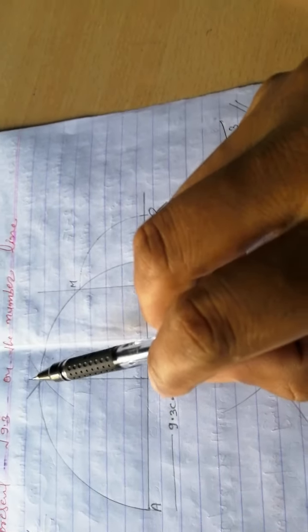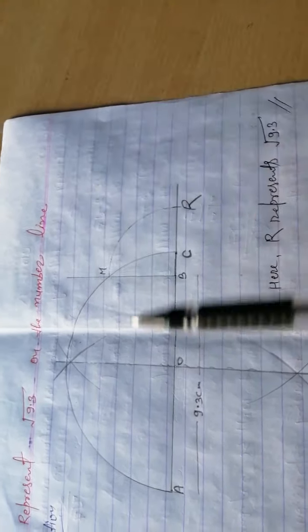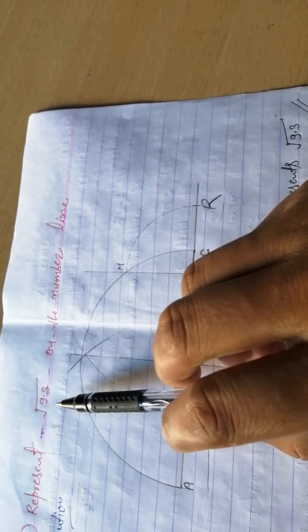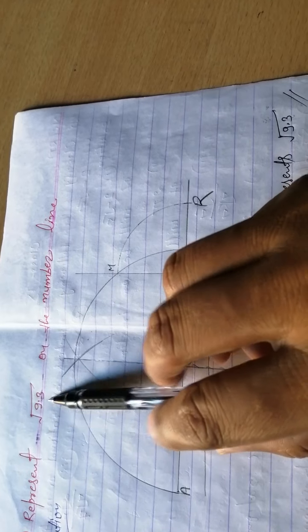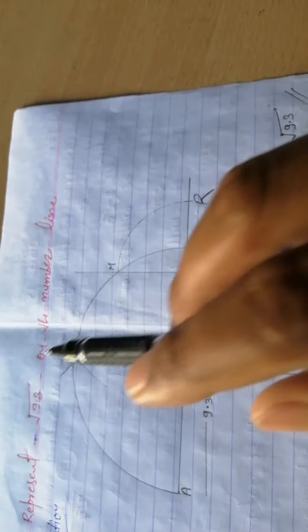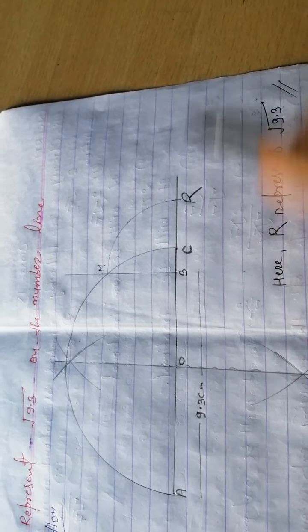Represent under root 9.3 on the number line. This question, try to understand. Okay, my dear students, whenever you are asked to represent square root numbers on the number line, measure the given length with the help of a ruler. One line you will draw.